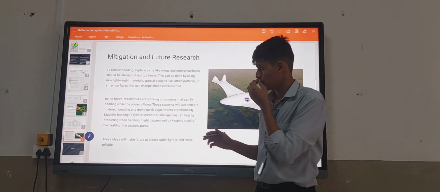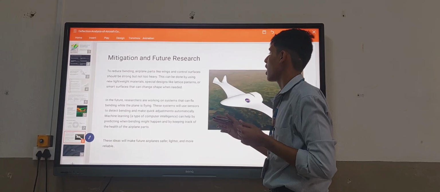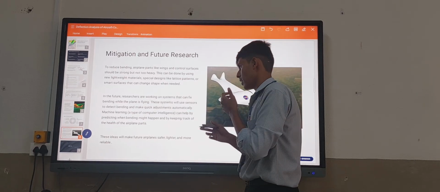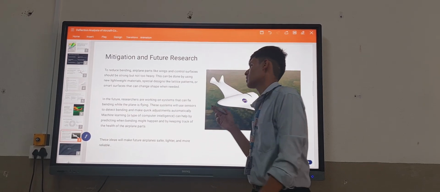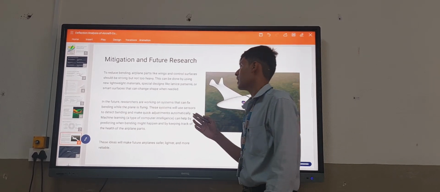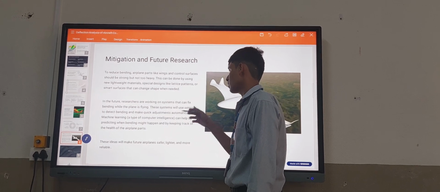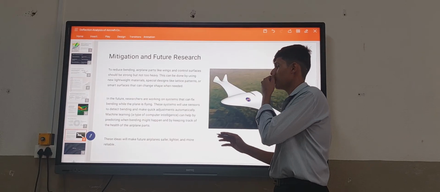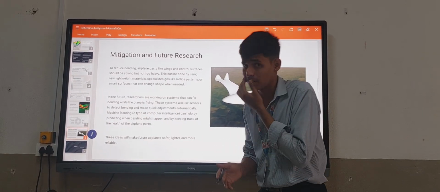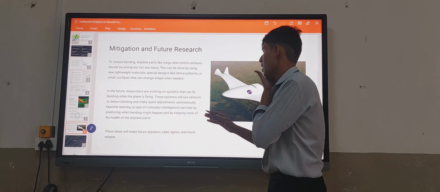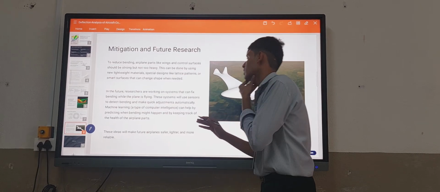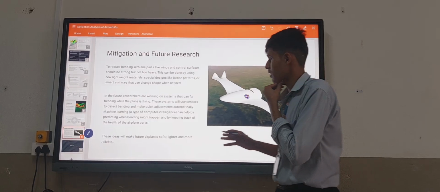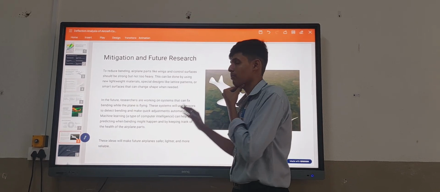These are the futures. About future research, people are working on a system that can fix the bending while the plane is flying. This system will use sensors that detect the bending and make quick adjustments automatically. Machine learning can help to predict how the aeroplane will bend. These future technologies might keep track of the health of the aeroplane parts. Our aeroplane will benefit from this technique.